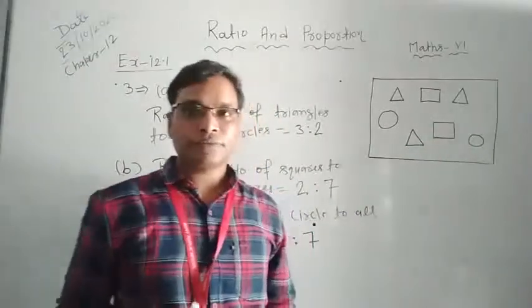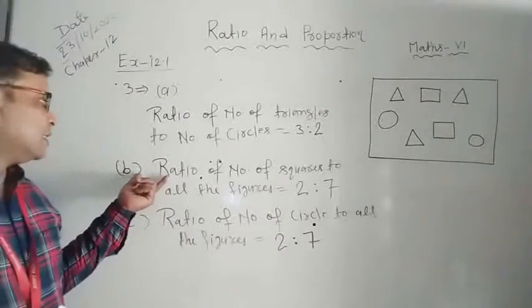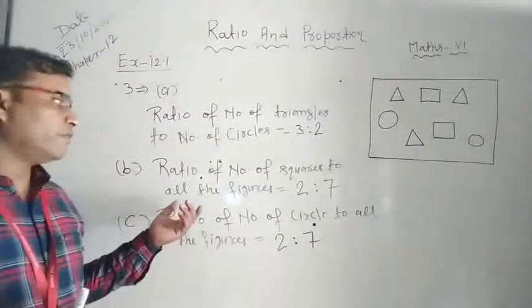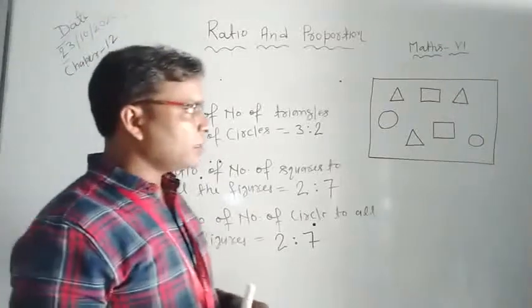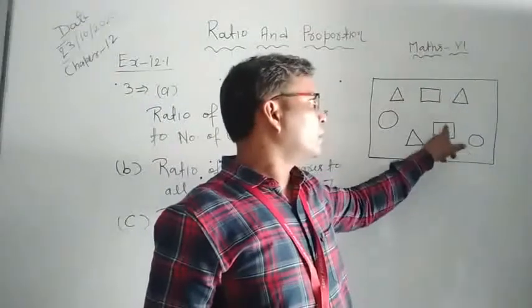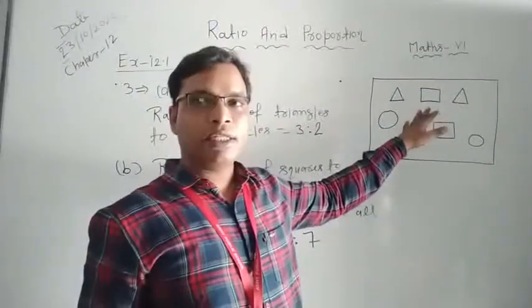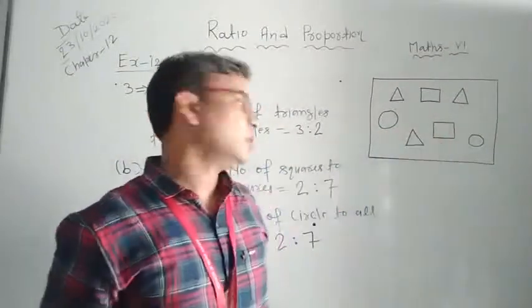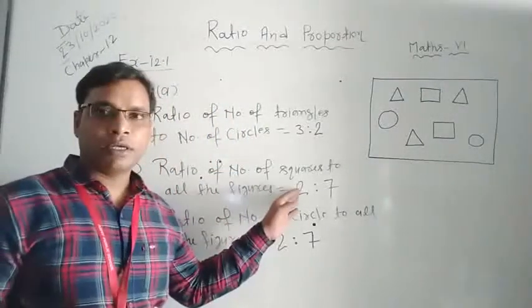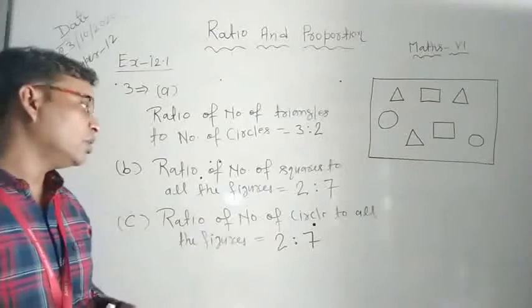Okay. Now in the B part, we can see the ratio of number of squares to all the figures. So the number of squares here, we count, is 2 squares, 1, 2, and all figures is 7. If you count them inside the rectangle, then you obtain 7 figures. So the ratio of the number of squares to the number of all figures is 2:7. Now the next is the ratio of number of circles to all figures.